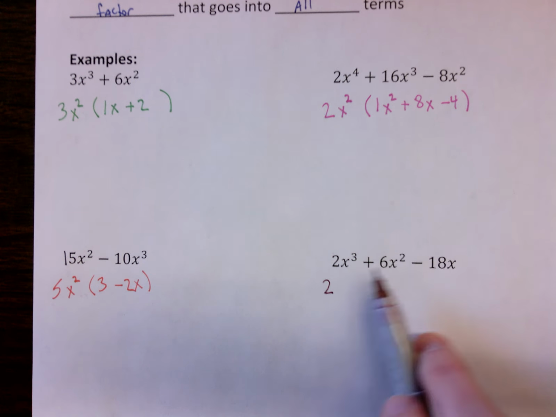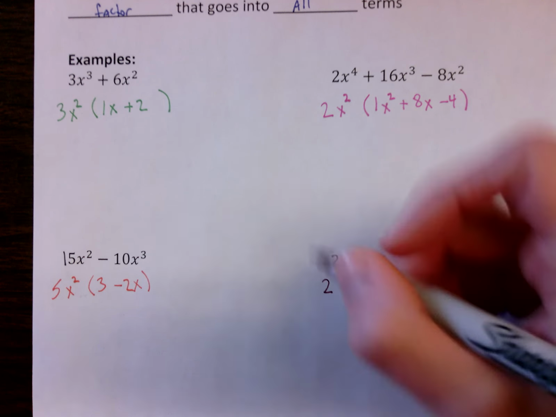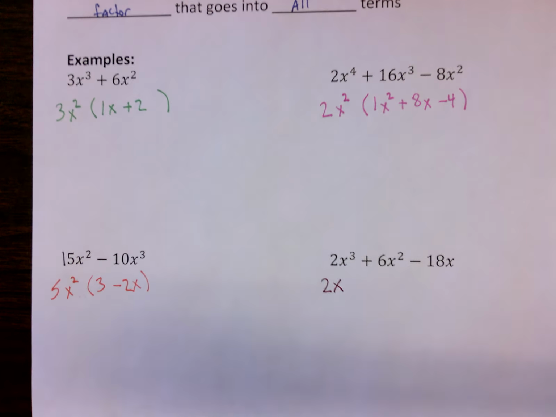All right, then this guy has 3 x's, this guy has 2 x's, this guy has 1 x. So how many x's can I take from all of them before somebody runs out? Well, in this case, just 1, right? After I take 1 x away, this guy won't have any more. So I'm just going to have 2x here.